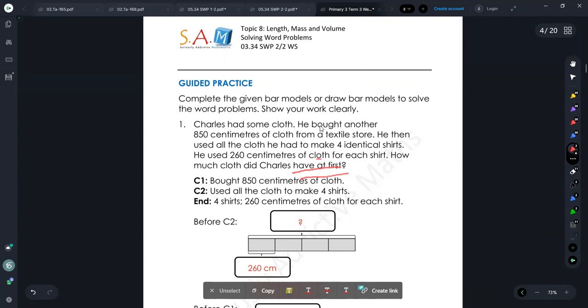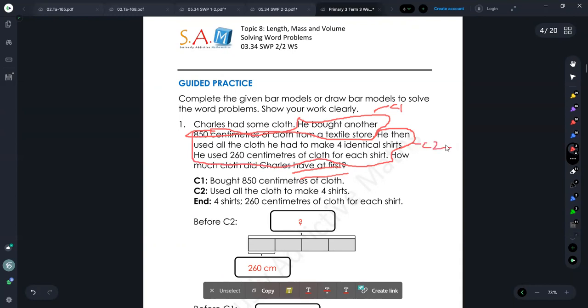All right. So Charles had some cloth. He bought another 850 centimeters of cloth. This is the first change. The first change is here. Sorry, I don't seem to be able to write well today. So this is change 1. He then used all the cloth he had to make 4 identical shirts. This is change 2. So it's change 1, change 2.